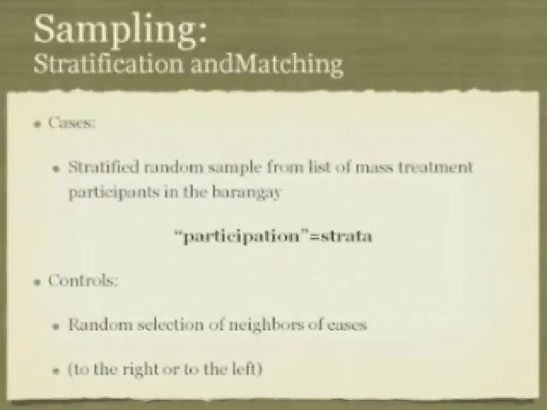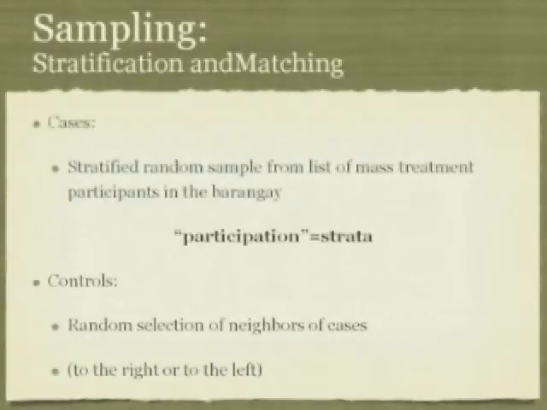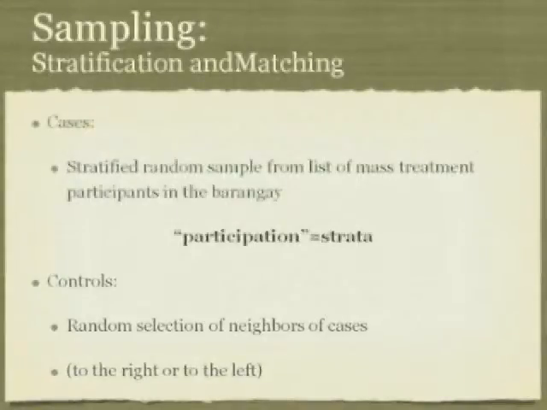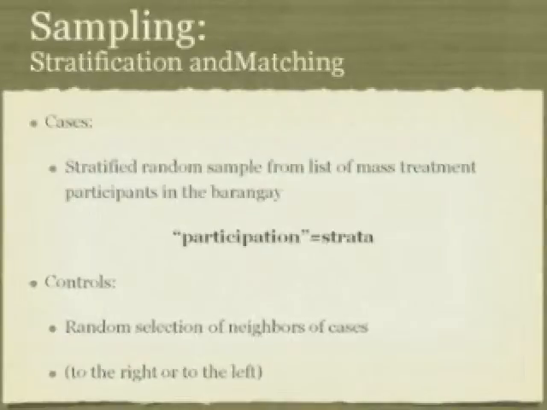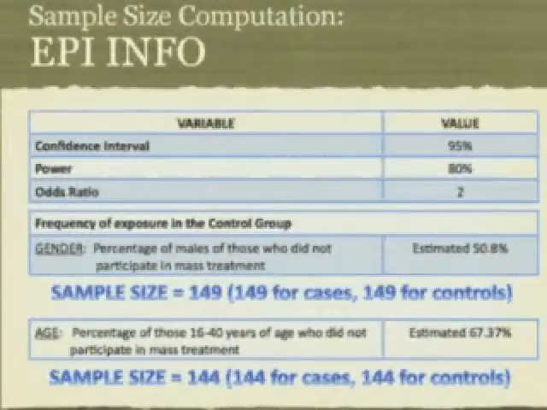On the other hand, controls will be selected through random selection of the neighbors of the selected cases. The first neighbor to the right or to the left of an identified case will be selected as control. The direction of the selection will be done randomly through a coin toss. However, if that neighbor is also a mass treatment participant, the succeeding house or houses to the right or to the left will be selected until a control has been found.